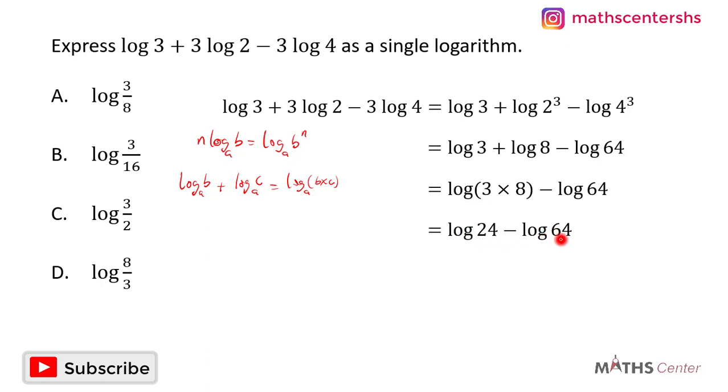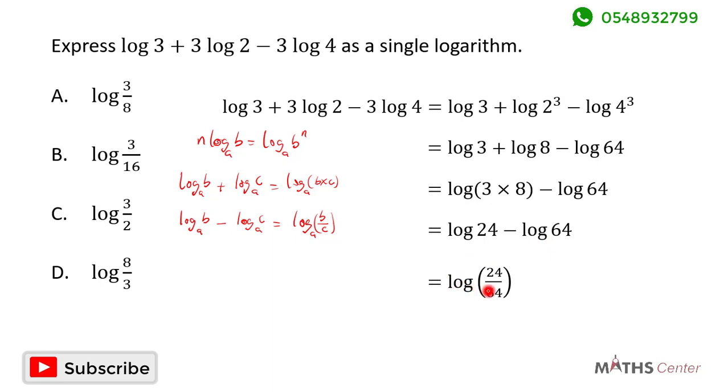We have to subtract log 64 from log 24. From logarithm, once again, we know that if we have log b base a minus log c base a, this will give us log b divided by c base a. So if we apply this here, then log 24 minus log 64 will be equal to log 24 divided by 64. 24 divided by 64 will give us 3 divided by 8.